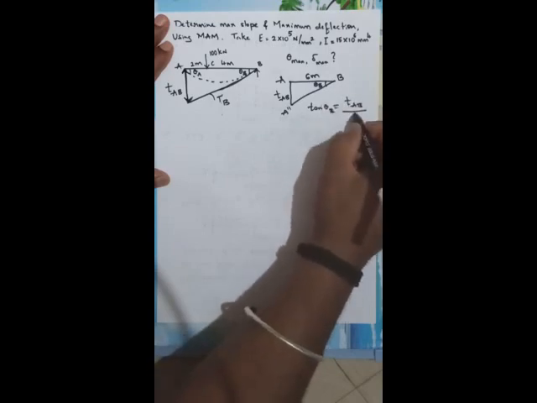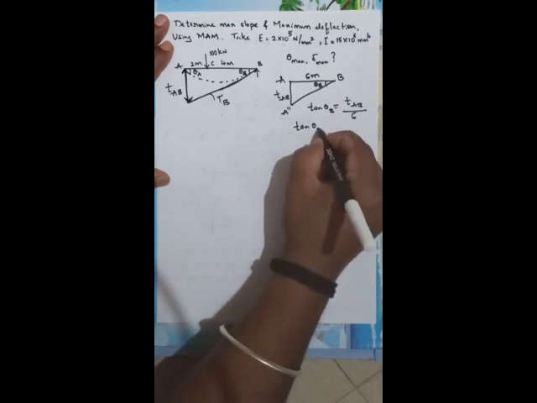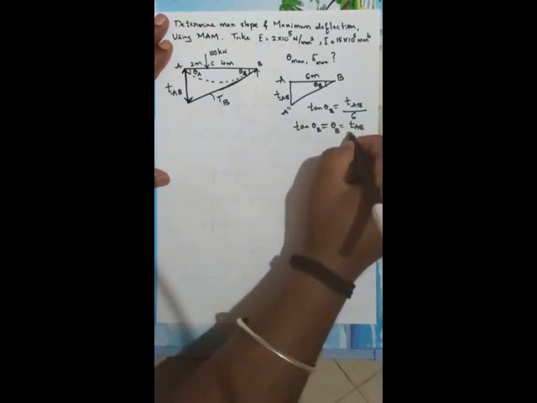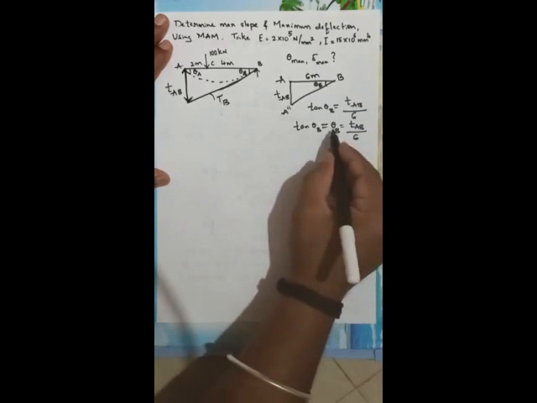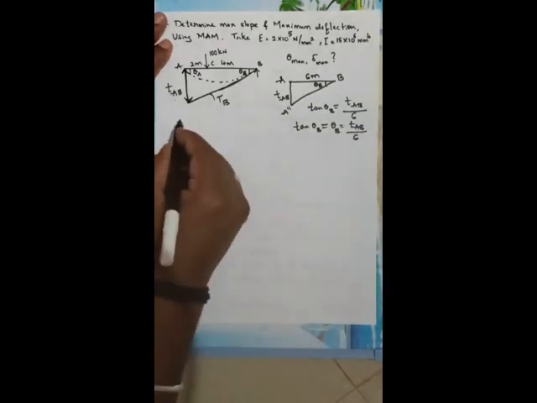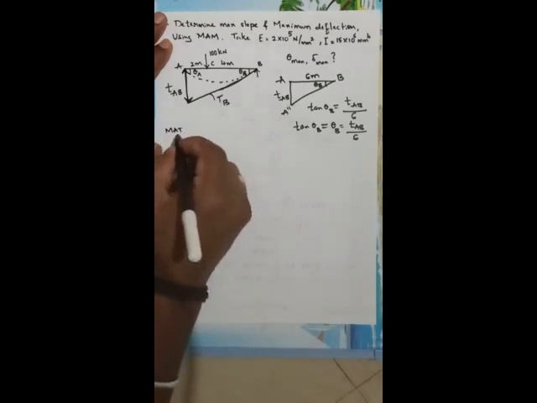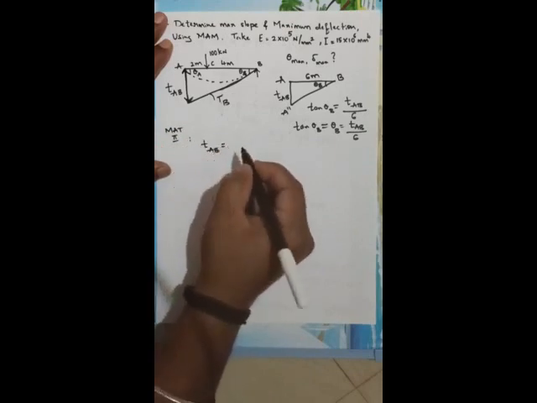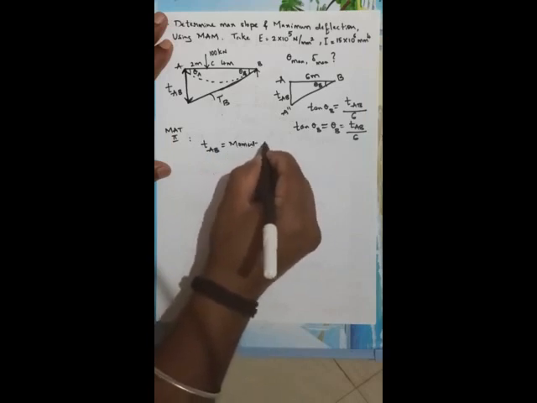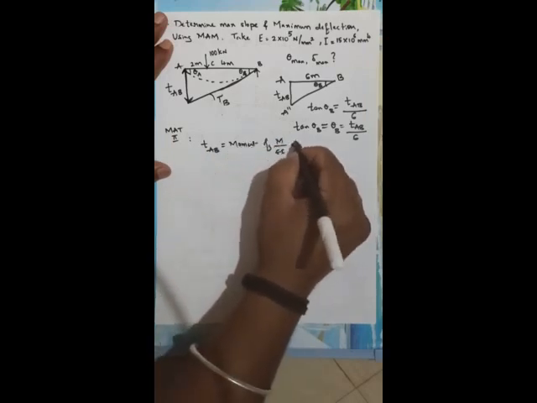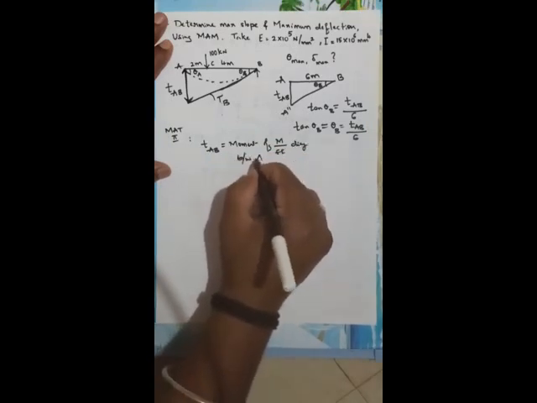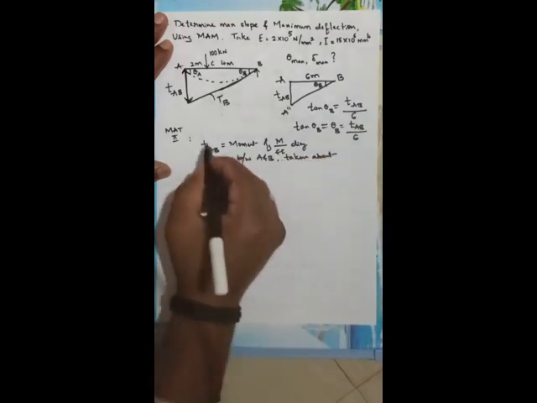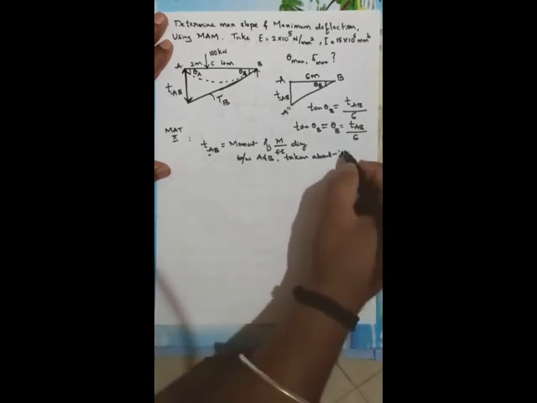Tan theta B, nearly equal to theta B, is equal to TAB divided by 6, correct? So to find theta B, we need to find TAB first. According to moment area theorem 2, what is TAB? TAB is equal to the moment of the M by EI diagram between A and B, and the moment is taken about the point where you are calculating the deflection, about point A, correct?